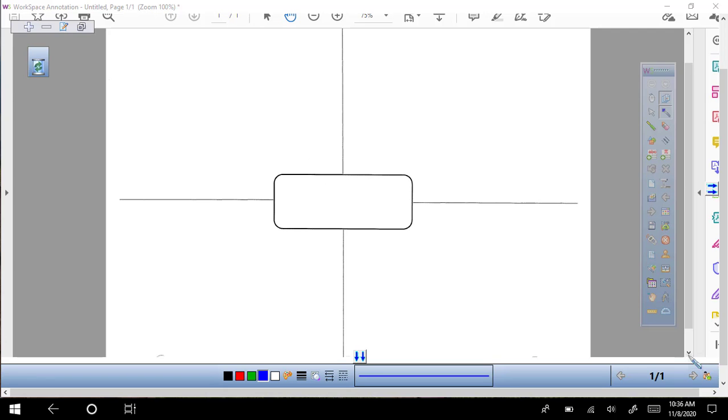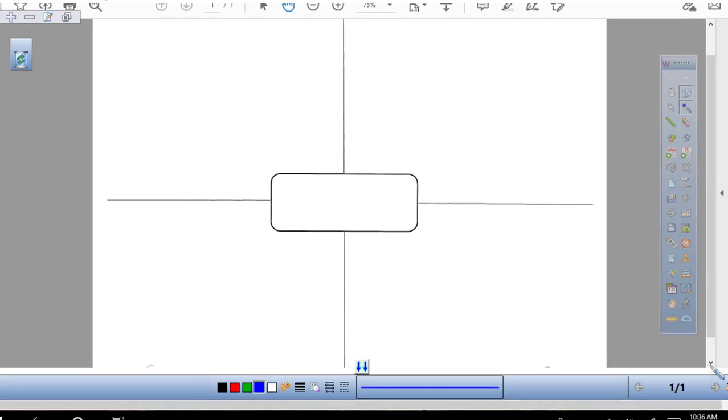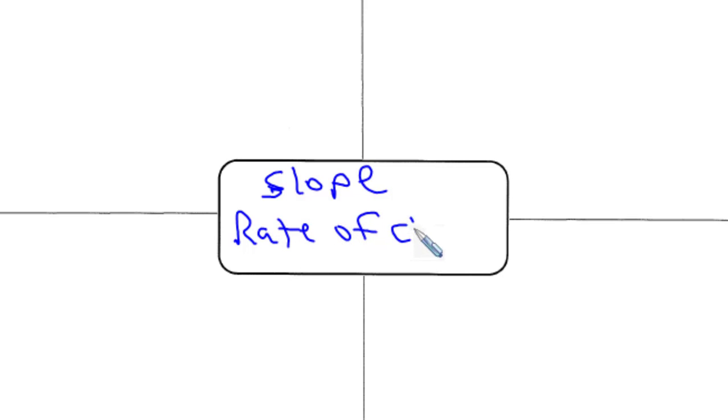So in your slope note sheet, we're going to start by just putting the word slope in the middle here. And then underneath that, I would like you to write rate of change. These are synonymous with each other. When we use the term slope or rate of change, we can use those interchangeably. They mean the same thing. So we're going to look at some different definitions, some different ways to think about slope.